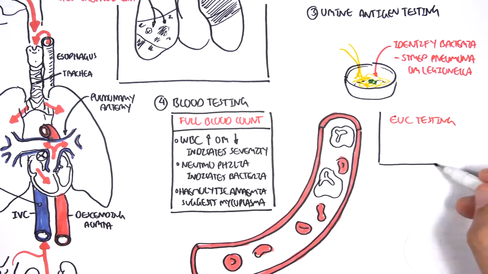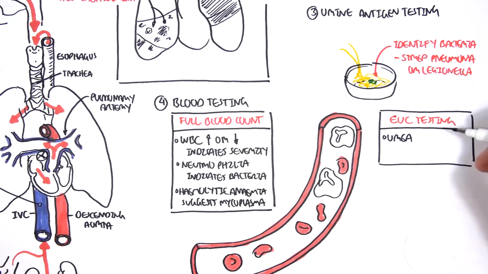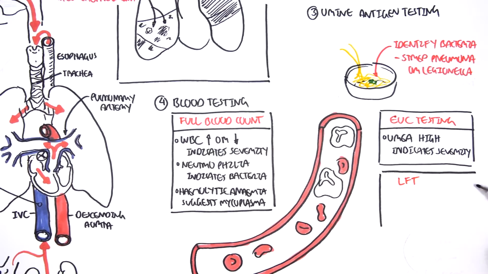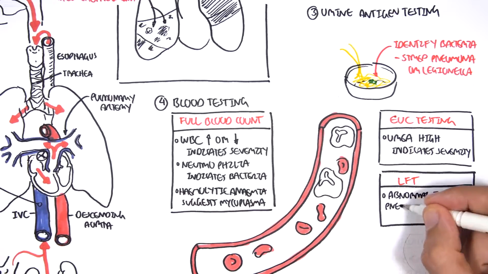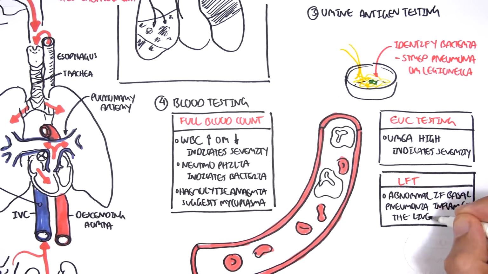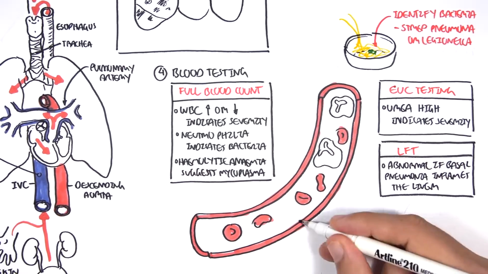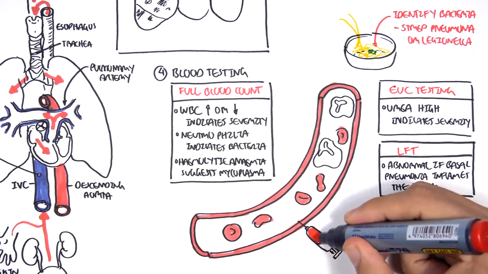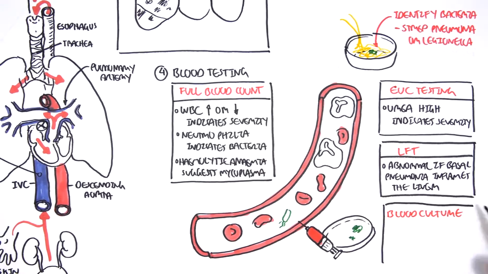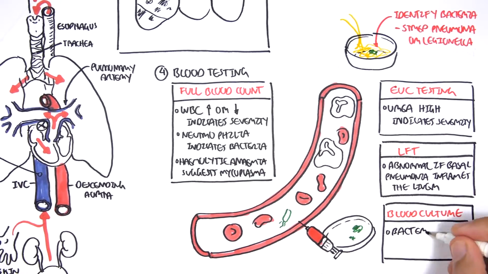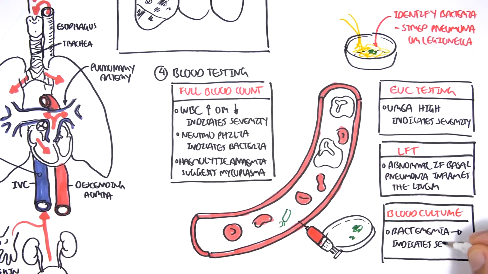Electrolyte, urea, creatinine testing. Urea high indicates the severity. Liver function test you can also perform, and it's abnormal if the base of the pneumonia inflames essentially the liver. So the lower portion of the lung inflames the liver. We can also perform blood culture for bacteria involvement. So if it's bacteremia, it's pretty severe because it can lead to sepsis.